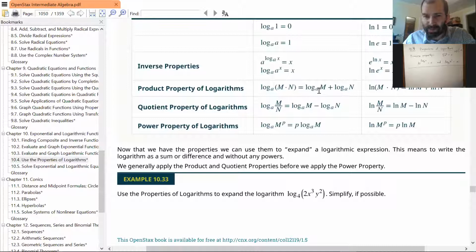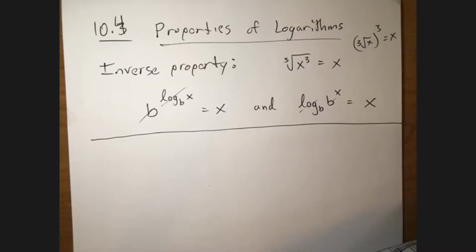So what I want to do is go through some examples where we use these properties to expand expressions. That's what's going on here. I have a concise expression here, and I've expanded it to the sum of logs. Or I've expanded this quotient to a difference of logs. So we want to do that with some expressions. So let's go back to the paper, and I got some examples ready for you.